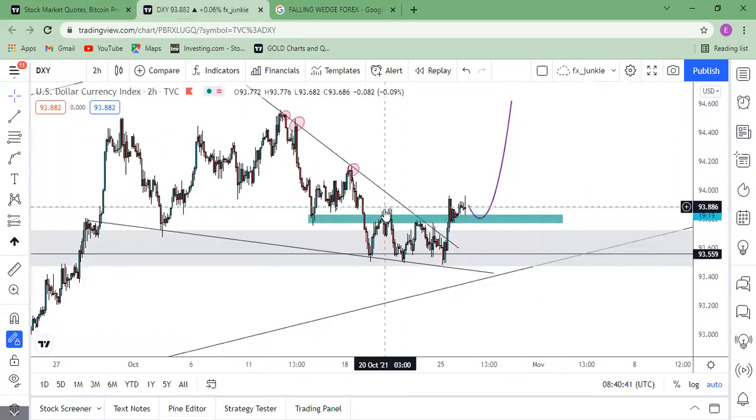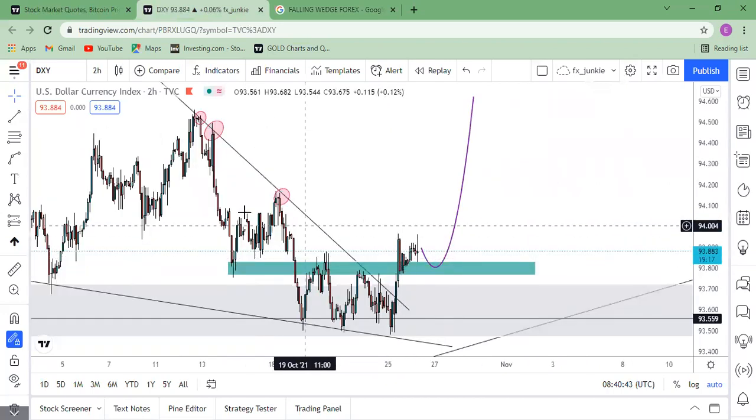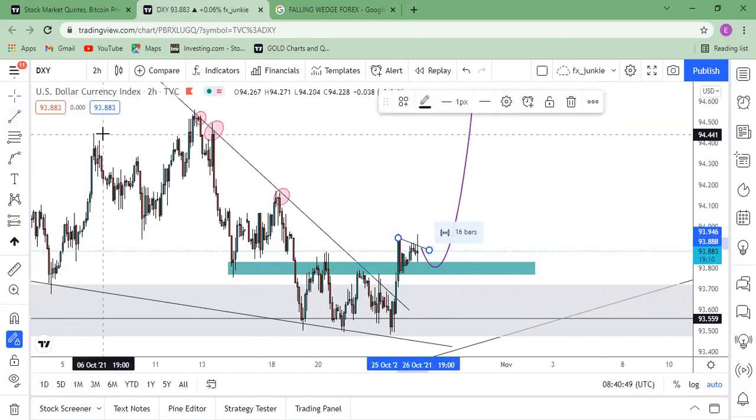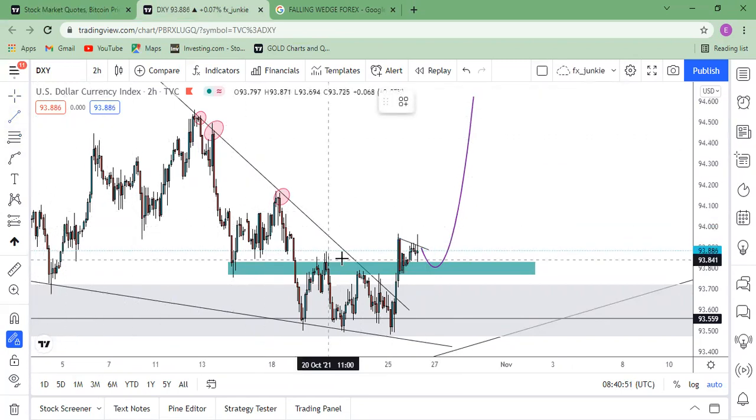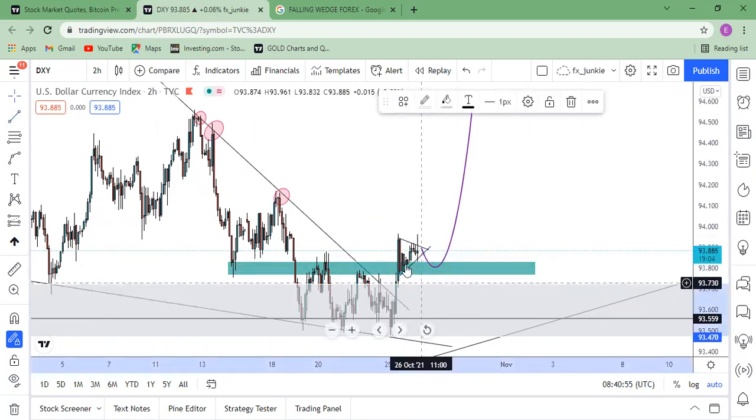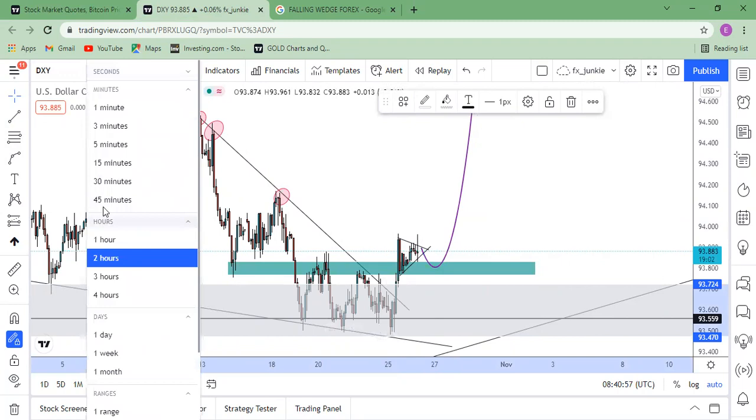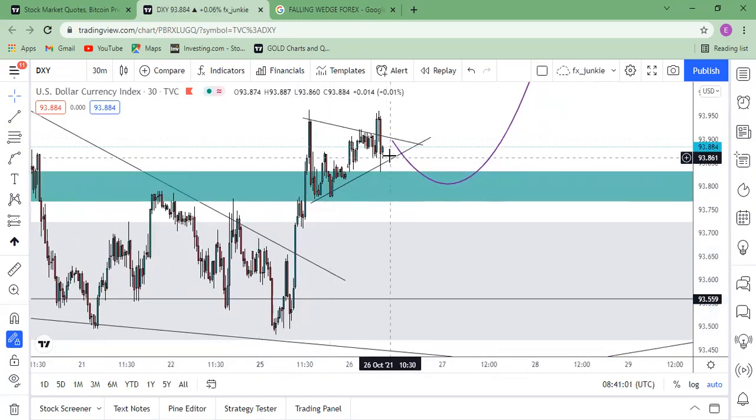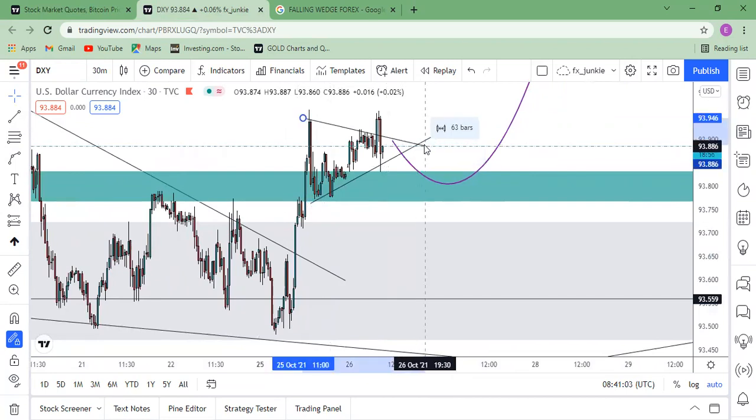So we're anticipating that buy to the upside. And this could also be a symmetrical triangle. If we move to the smaller time frame, if I'm not mistaken, we could be having some symmetrical triangle, which is known as a continuation pattern. I'm going to move to 30 minutes and see what kind of formation we are having there. And it does look like a symmetrical triangle right there.